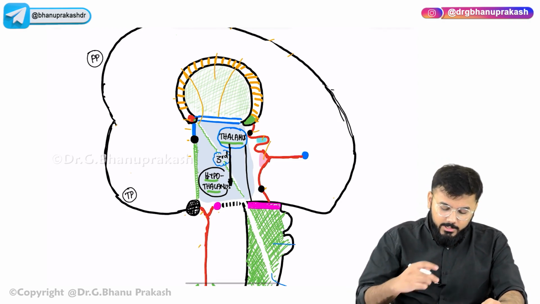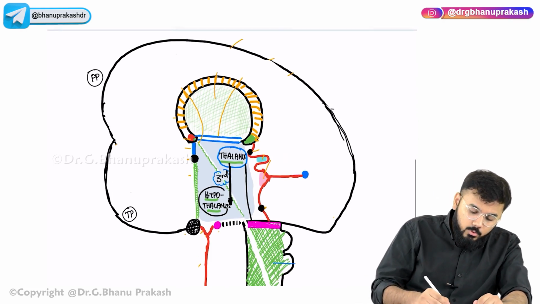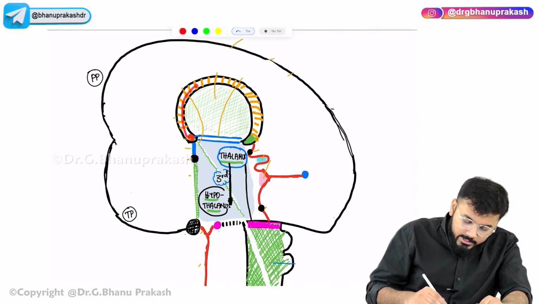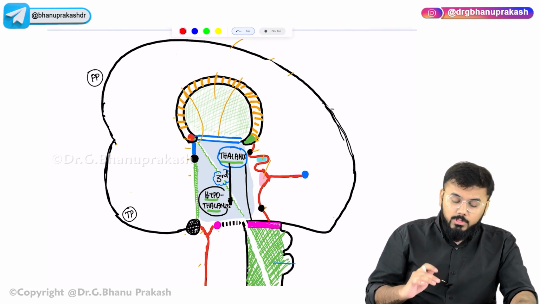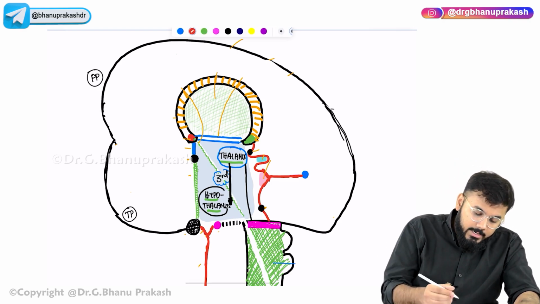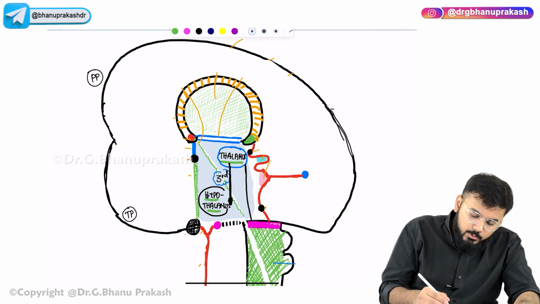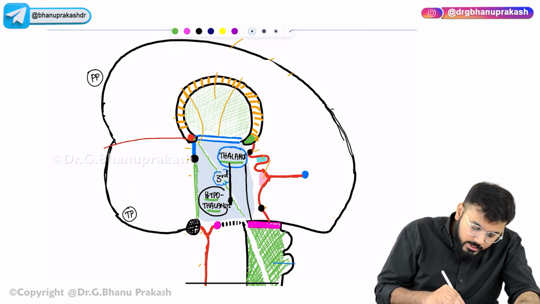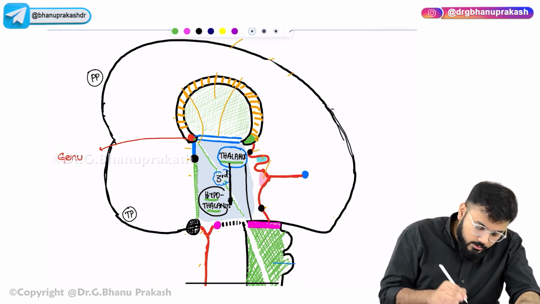Now what are the important structures which you can see over here? The first important structure is this elongated structure. This is called your corpus callosum. Now in this corpus callosum, we have three important parts. For example, this particular red color part which you can see over here is called the genu of corpus callosum.